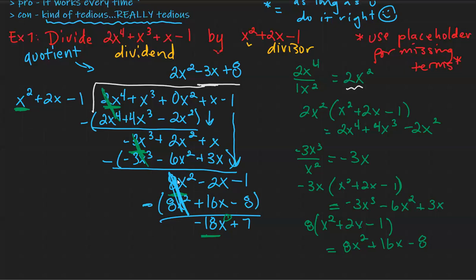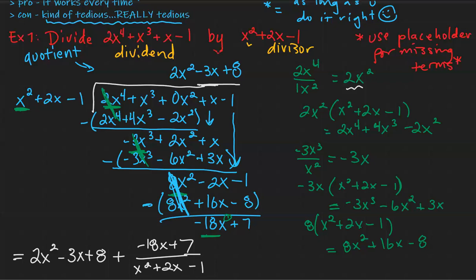Okay, so we did it. Now let's report our answer. What's the answer here? Well, remember we follow that template. So it equals our quotient, 2x squared minus 3x plus 8, plus remainder, negative 18x plus 7, divided by our divisor, x squared plus 2x minus 1. And this is our answer. Woo, that's crazy, right? So this is our answer.